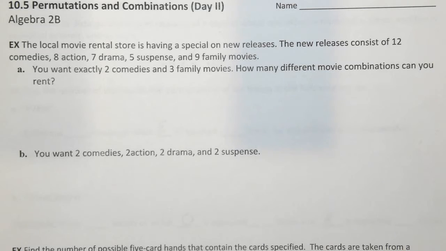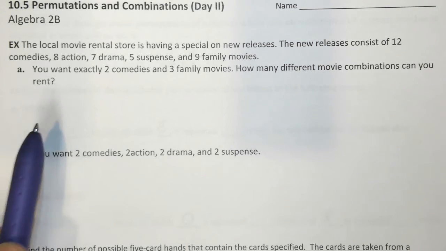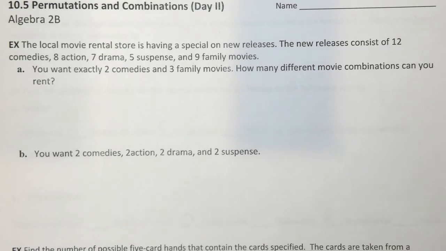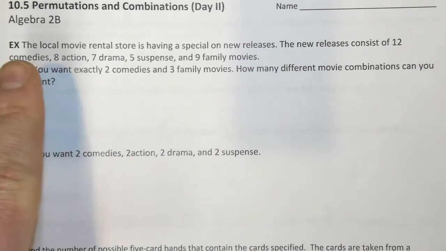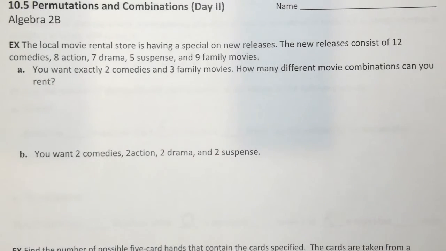So for our first example right here, it says a local movie rental store has a special on new releases. They have 12 comedies, 8 action films, 7 dramas, 5 suspense, and 9 family movies. And your job is to calculate the number of possible outcomes if you want exactly 2 comedies and 3 family movies. So now this doesn't mean we're going to be accessing all of these different kinds of movies that are listed right here, so we can keep the numbers a little bit smaller, and that's good.